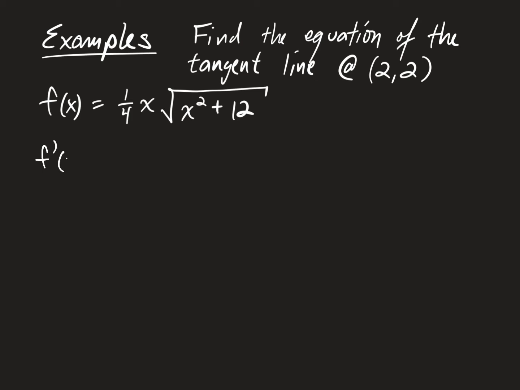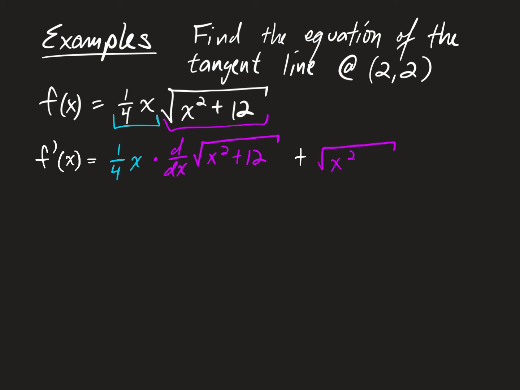So I'm going to go ahead and say f prime of x equals, I'm going to call this my u, I'm going to call this my v. So I'm going to say it's the first, aka u, so 1/4 x times the derivative of the second, but I'm just going to write it like this here. The derivative of square root of x squared plus 12 plus the second, square root of x squared plus 12, times the derivative of the first, d dx 1/4 x. All right.